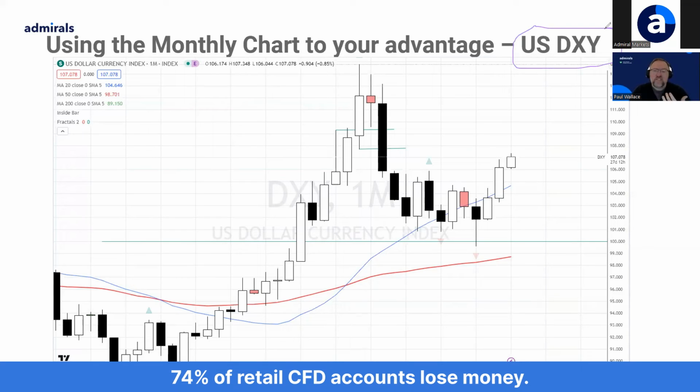Is the dollar asleep? Is it awake? Is it volatile? Is it angry? You just need to keep an eye on that, and for lots of people, that gives them the idea to trade the dollar.